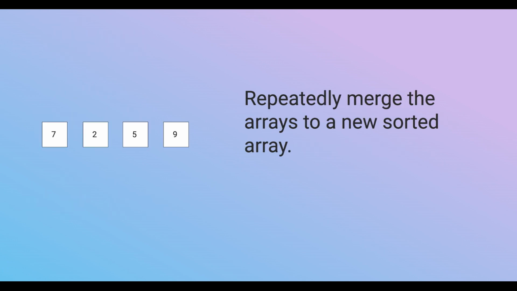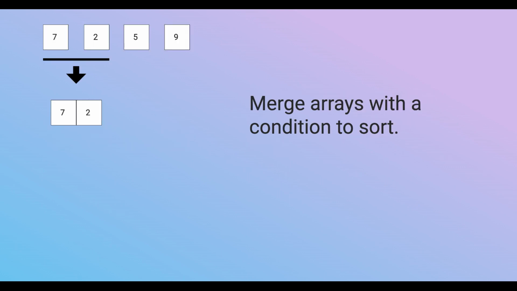The second part of the mergesort algorithm is merge and sort. Take the first subarray that contains one element, that is 7, and take the second subarray that contains one element, that is 2. Compare values. 2 is less than 7. The new subarray will consist of two sorted elements, 2 and 7.